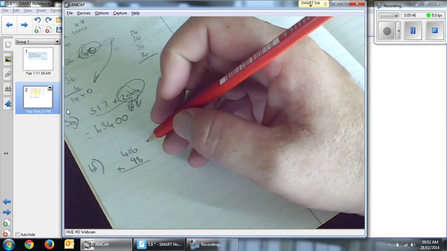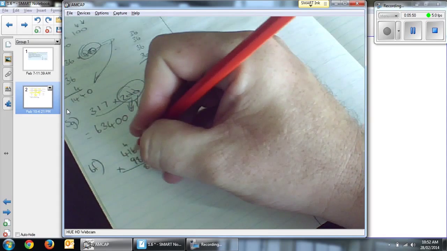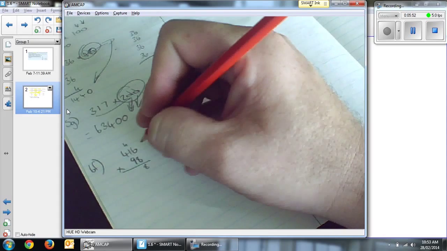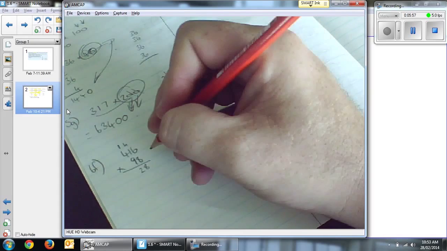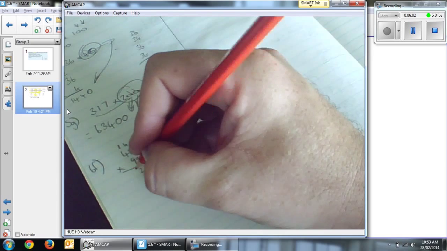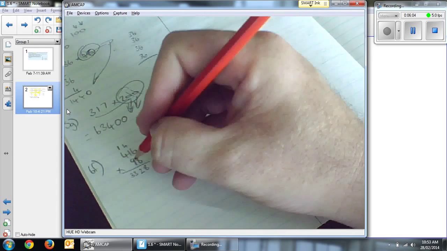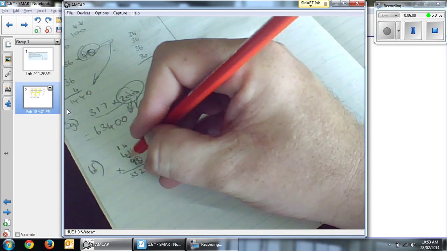So 8 times 6, 48. Put it up there. 1 times 8 is obviously 8. Plus the 4 gives us 12. Carry the 1. 4 8s are 32. Plus the 1 gives us 33. Now we're on to the 9. We've just done the 8. Now we're on to the 9.